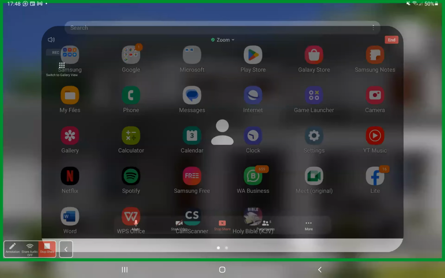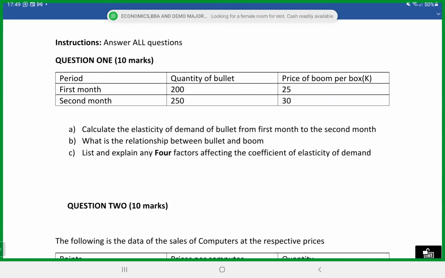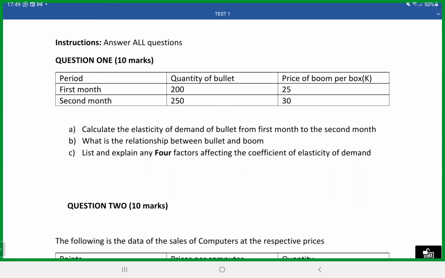Okay. Are you able to see the screen that I'm sharing now? Yes, sir. So this was one of some tests that some people wrote. Here's the question. Question number one. You are given the period of time, first month and second month, right? Then you're also given the quantities of bullet and the prices of boom per box.